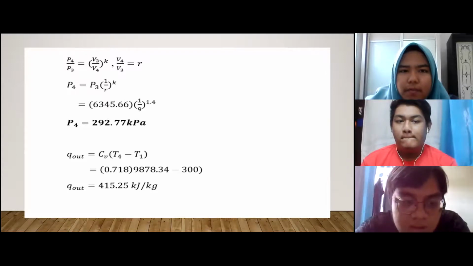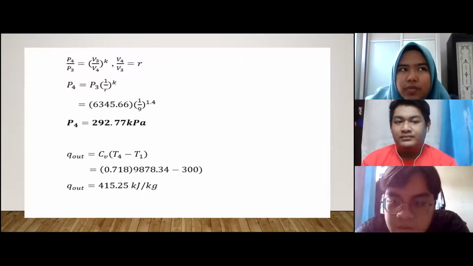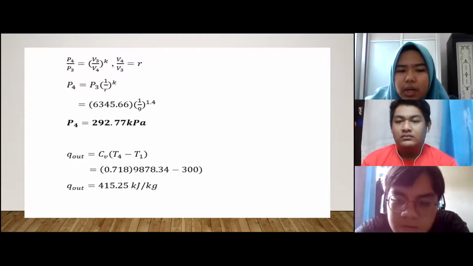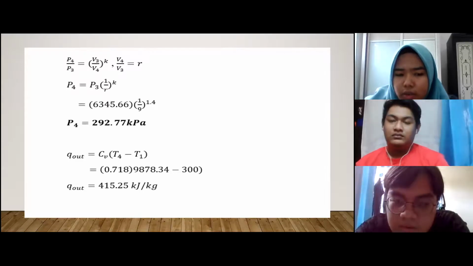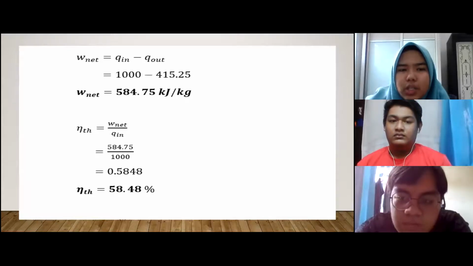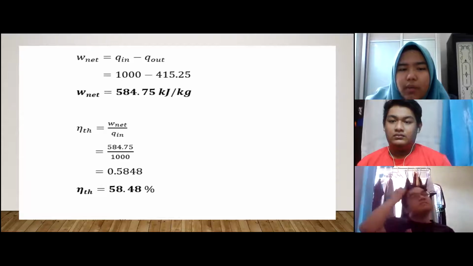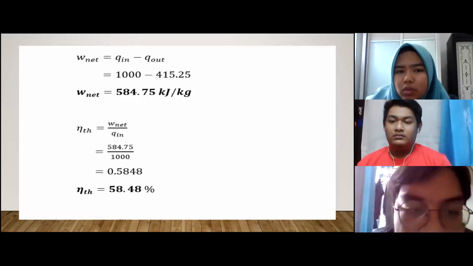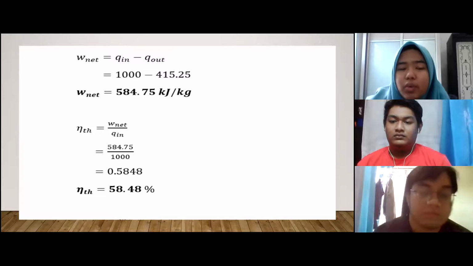Then we can find the value of Q out to use it to find W net. Q out is equal to Cv times T4 minus T1. Then we fill in the values, and we get Q out is equal to 415.25 kilojoule per kilogram. Then we can find W net since we already assumed the value of Q in and we already found the value of Q out. So W net is equal to Q net.